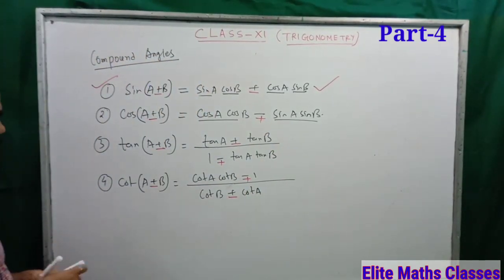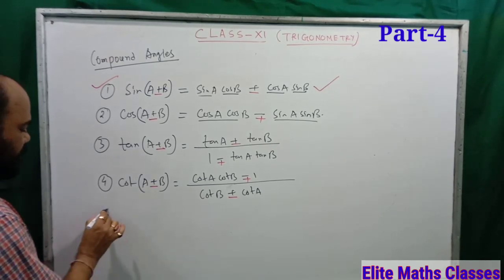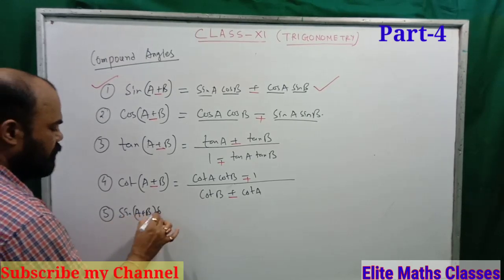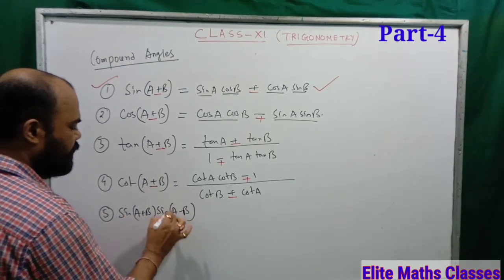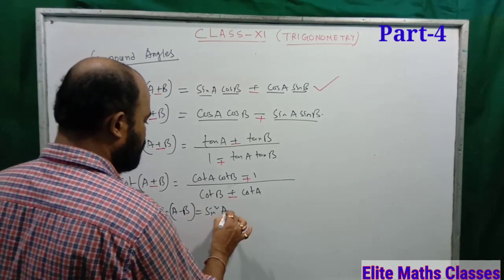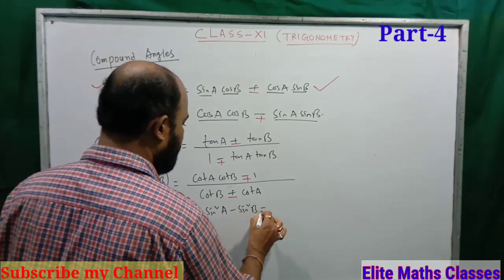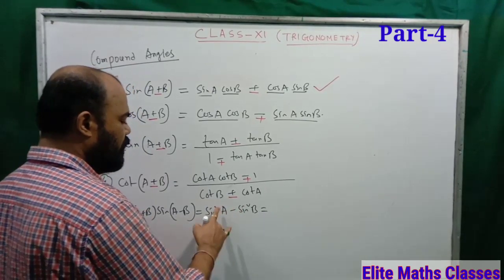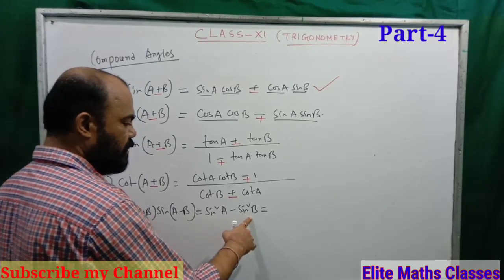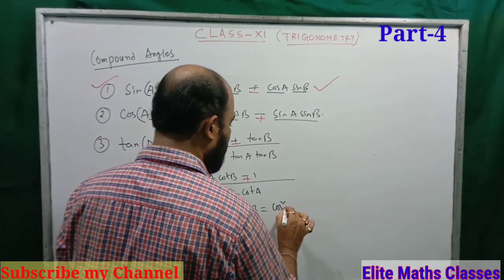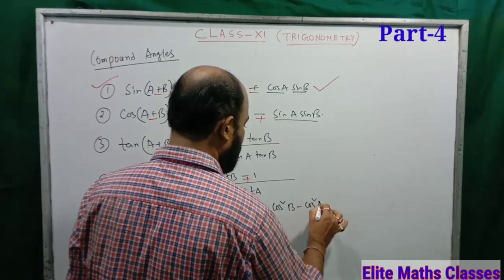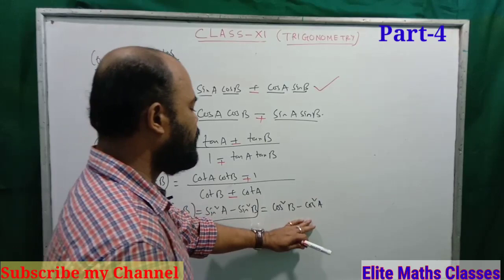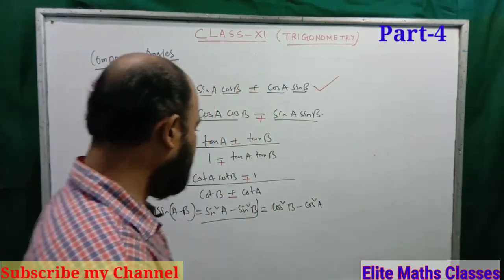Now the next one is slightly different. Sin(a plus b) into sin(a minus b) is equal to sin square a minus sin square b. Now if you convert this, in place of sin square a we can write 1 minus cos square a, and here we can write 1 minus cos square b. So the result will be cos square b minus cos square a. I will recommend just remembering the first one. If the expression is in cos, then you can convert it into sin.